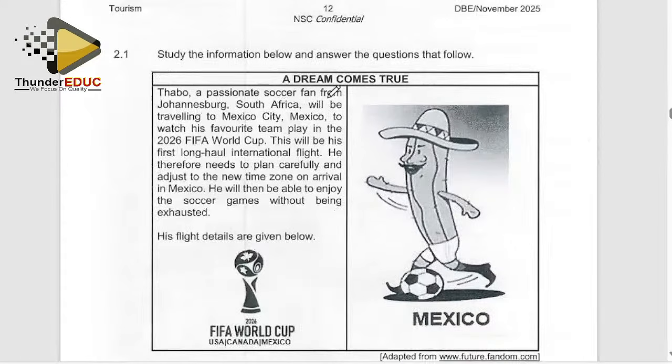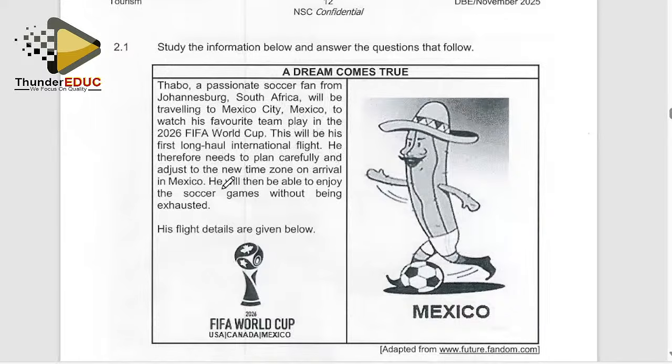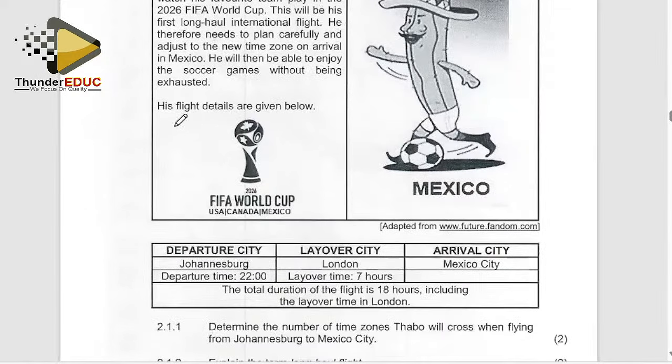So Tabo, a passionate soccer fan from Johannesburg, South Africa, will be traveling to Mexico City, Mexico, to watch his favorite team play in the 2026 FIFA World Cup. This will be his first long-haul international flight. He therefore needs to plan carefully and adjust to the new time on arrival in Mexico. He'll be able to enjoy the soccer games without being exhausted. His flight details are given below.